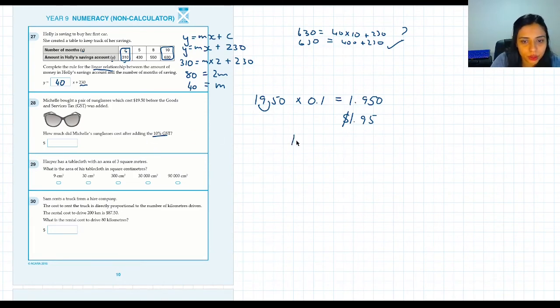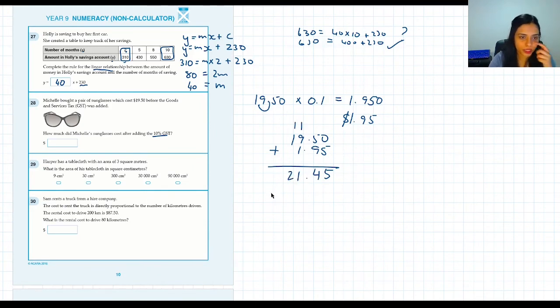So how much did Michelle's sunglasses cost after adding the GST? So we're going to do $19.50 plus $1.95. And that's going to be $21.45.